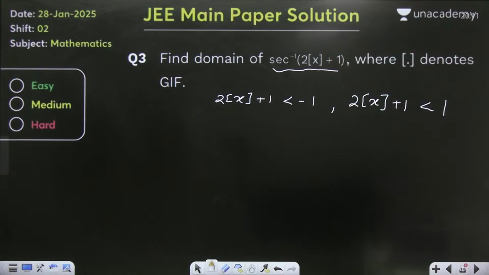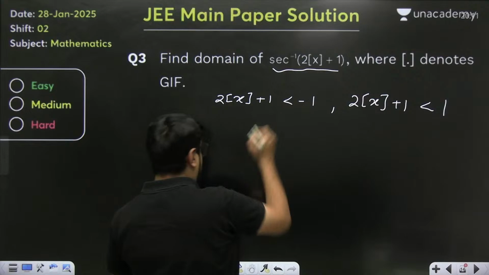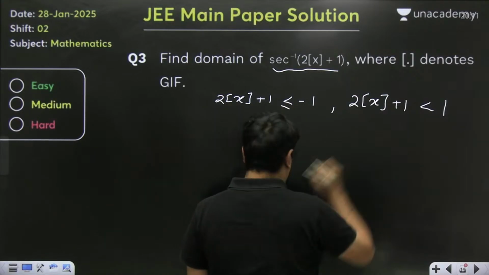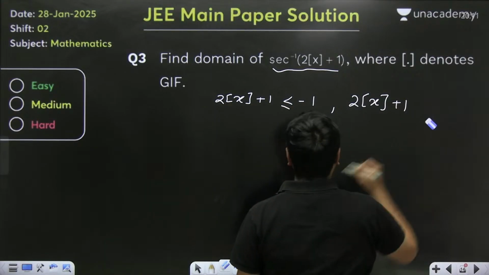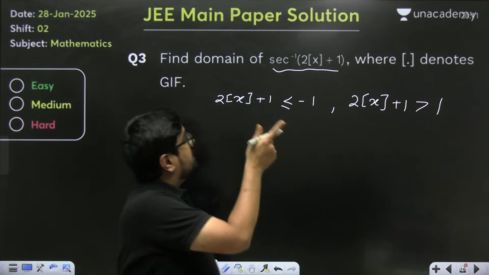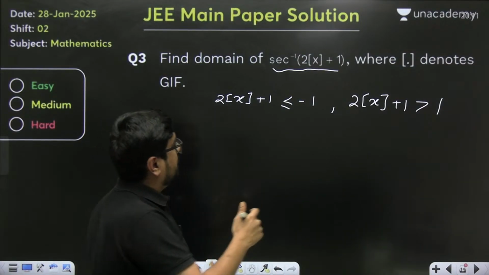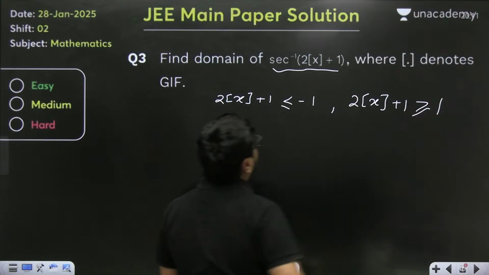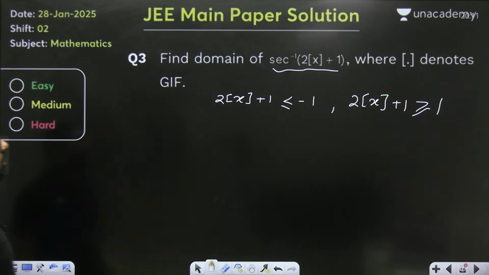Was the question exactly the same? Right, here equal to also we can add, sorry, here greater than 1, right? Less than minus 1 and greater than 1. Sec inverse, so less than minus 1, greater than equal to 1. Now the intersection of these two will tell us the domain of the function.